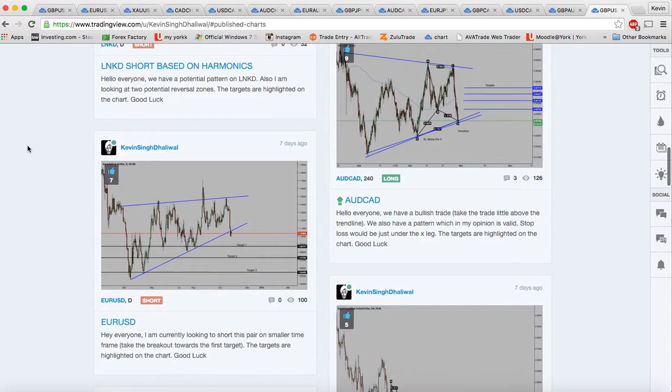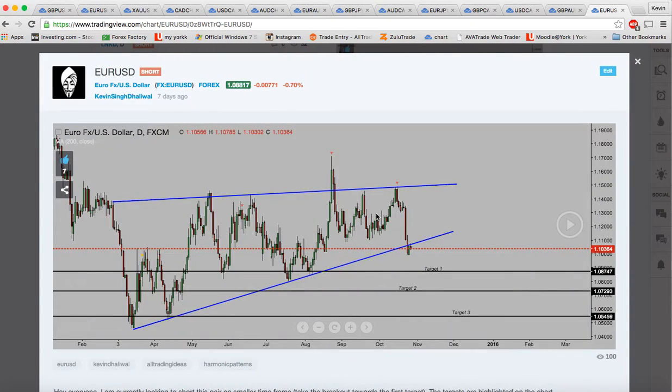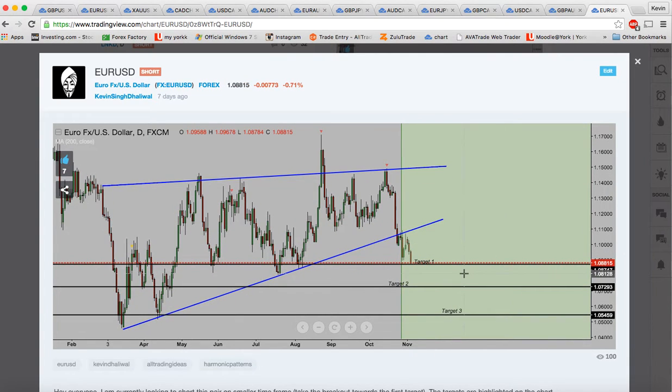Euro USD, where are you? We're here. So we had a simple breakout. It broke out. In my opinion, it confirmed the breakout. So it had to go down, and as we speak, it's going to its first target. I'm pretty sure it just hit my first target. So simple analysis: breakout, letting it confirm the breakout, and pretty much to its target.